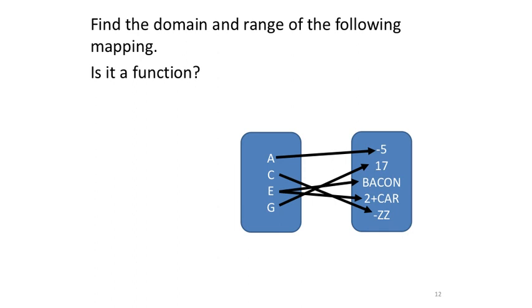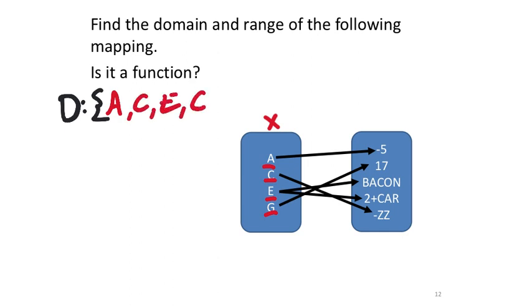Find the domain and range of the following mapping. Is it a function? You'll see with functions that sometimes they're not always mathematical or numerical like this, but it's still possible to list your domain and range. So our domain here: I'm looking first at my x values, and I've only got an A, a C, an E, and a G. So A, C, E, and G. Now I can close this with some fancy brackets. Boom.